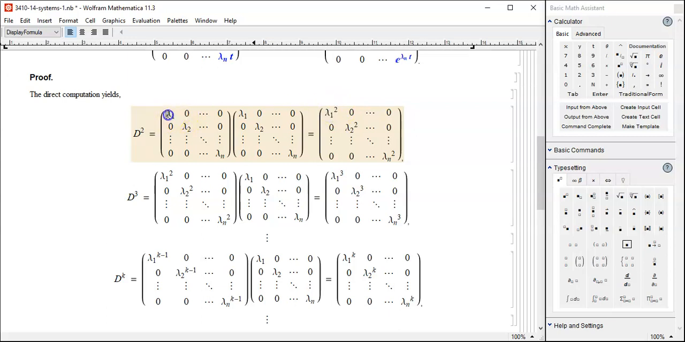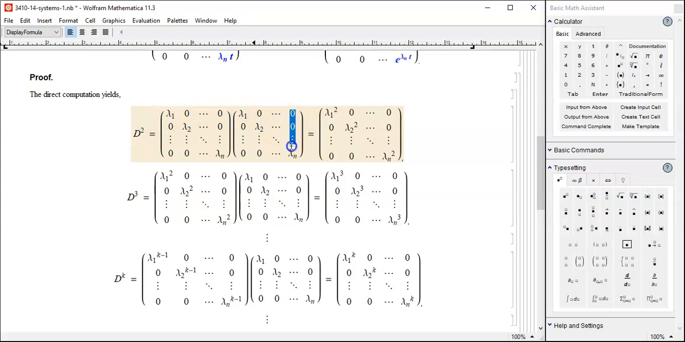How about the next entry? First row times second column. This one gives you 0 times lambda 1, that kills it off. And this 0 kills off this lambda 2, 0 times lambda 2. And everything else here and there, they're all 0 times 0. So all 0, you get 0. And then you repeat the same thing for the third, fourth, and so on.